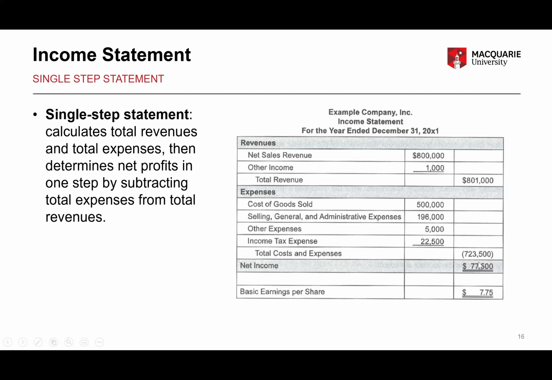Right, so we've totaled all of those up. We've found our net income. And if it's a company, you'll see this as well, the earnings per share. So this would be the net income divided by the number of shares that have been issued. Okay, so that's the earnings per share.